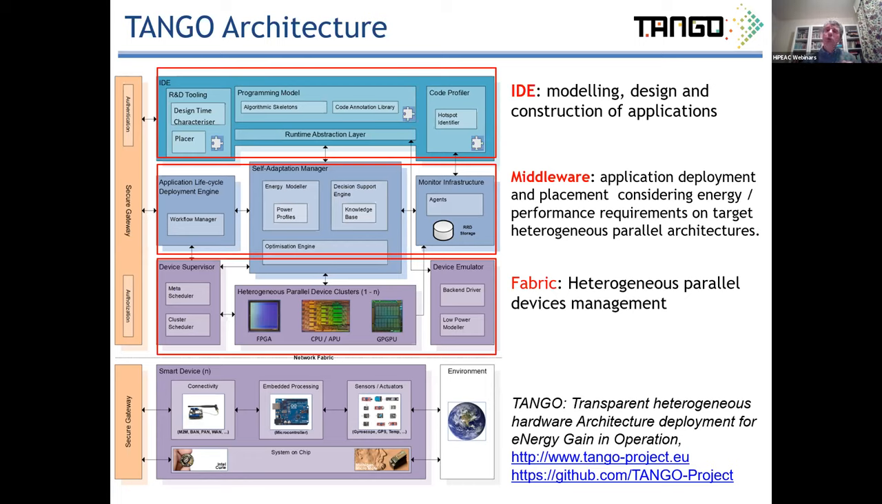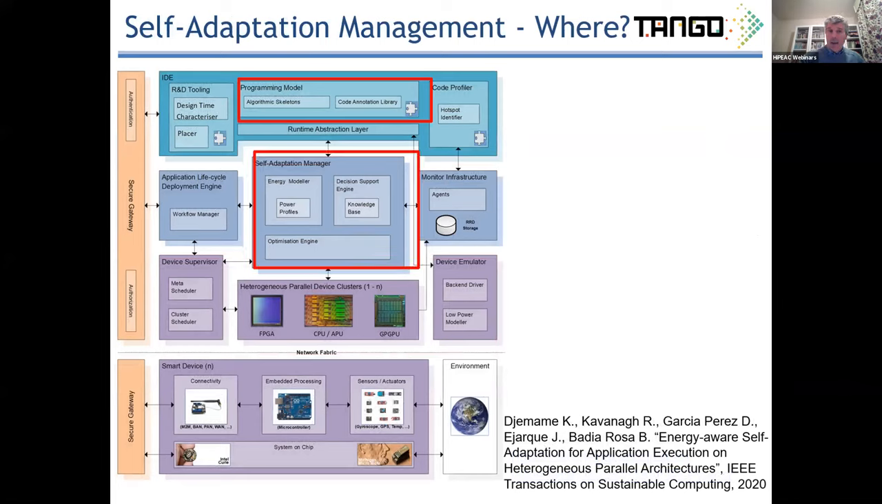You can pick and choose the components that you would like to use, for example, to deploy an HPC application, an IoT application, or an embedded system application. All these tools are available on our GitHub. Today, when I mention self-adaptation and how at runtime an application can adapt to the environment where it runs, you can do it through the programming model itself, or through the self-adaptation manager at the middleware level.